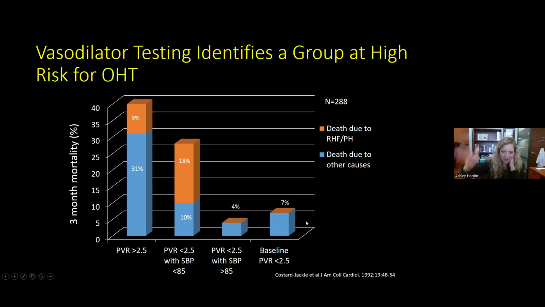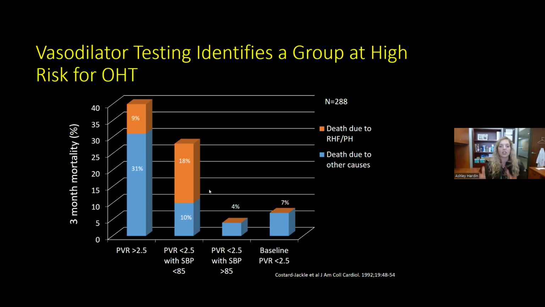Okay, so we're calling that kind of our placebo or control group. In patients who had a PVR greater than 2.5, that's who we're going to talk about in the other 3 columns. They got nitroprusside. If we could lower their PVR to less than 2.5 without the expense of hypotension, meaning their systolic blood pressure maintained above 85, their risk of 3-month mortality was only 4%. So not too far from our kind of control or placebo group.